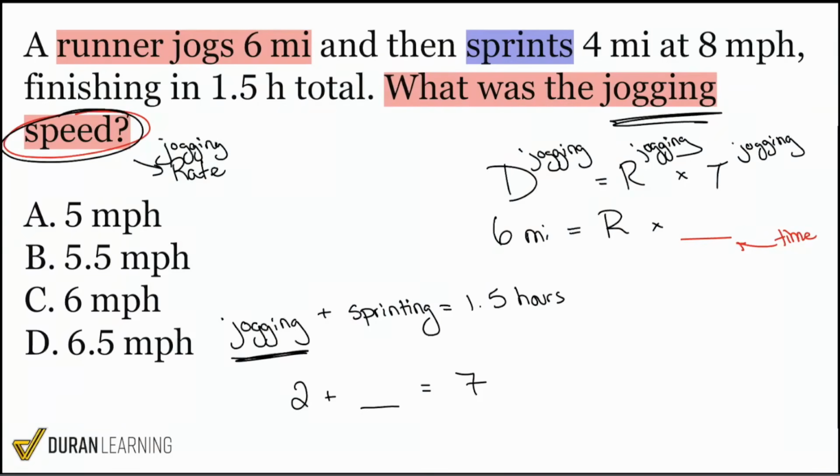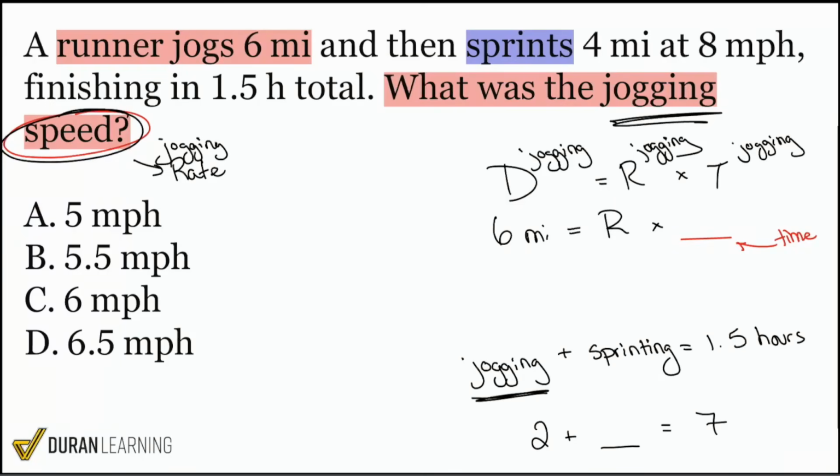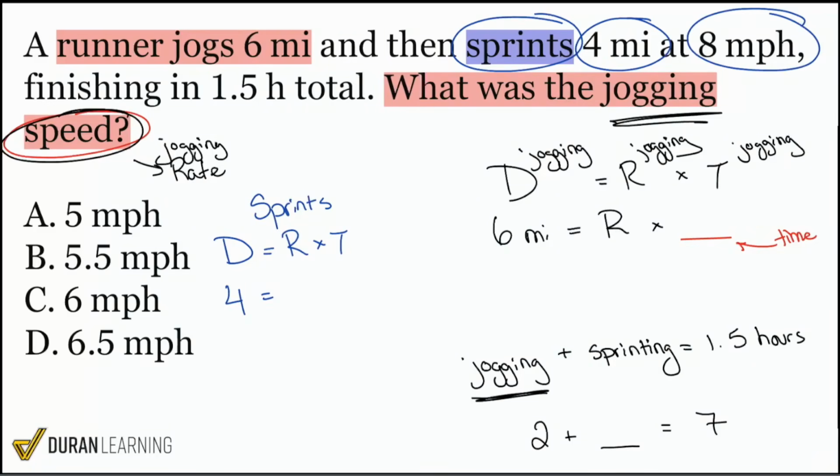Let me move this over. And let's work with the other formula. Let's work with the sprinting here in blue. For the sprints, here's what I know. For the sprints, I know that we have 4 miles as the distance. And then we have 8 miles an hour as the rate. And we multiply that by time.